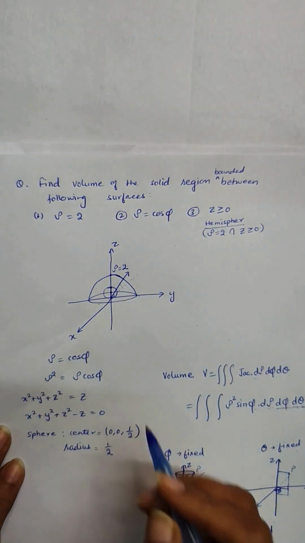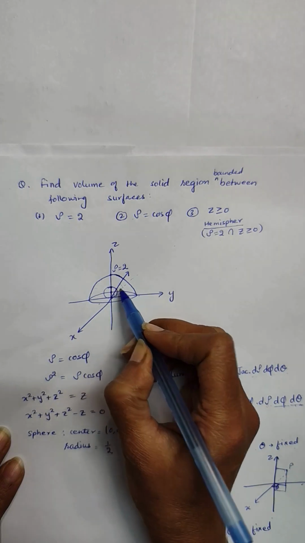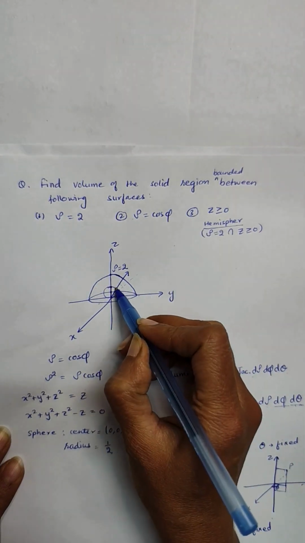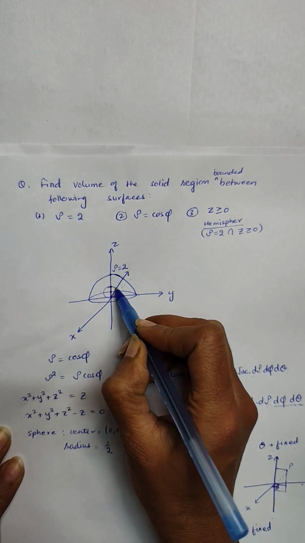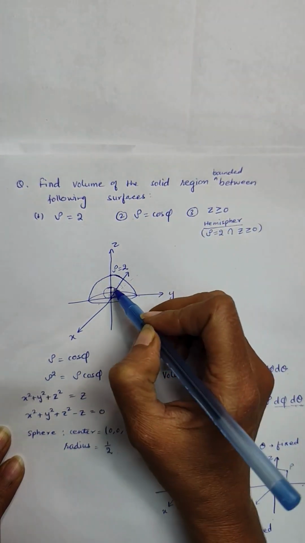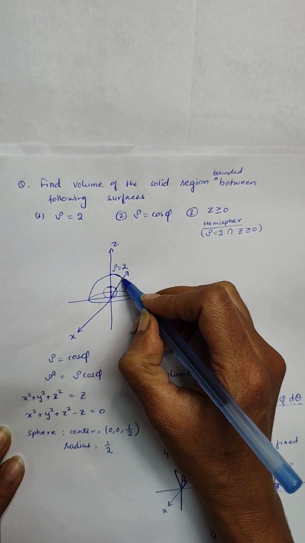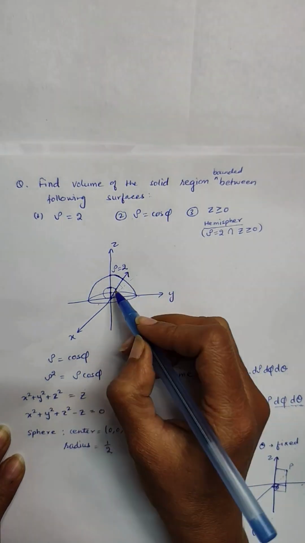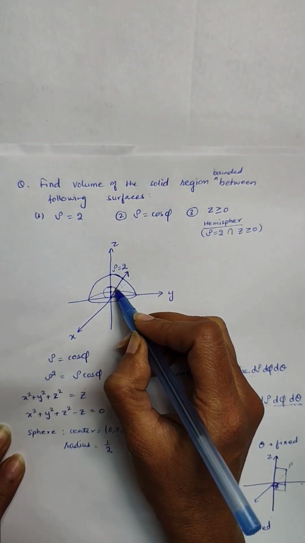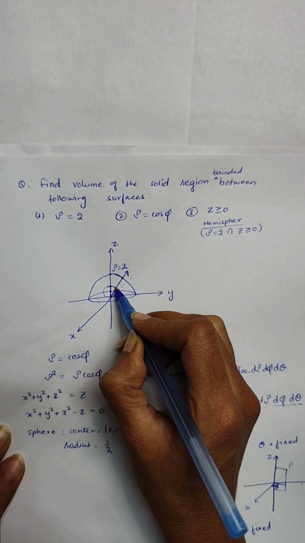We find this point, the value of rho at this point where this ray enters the bounded region of our integration, and we find the value of rho at this point where this ray leaves the region. Okay, so what is the value of rho where this ray enters the region?